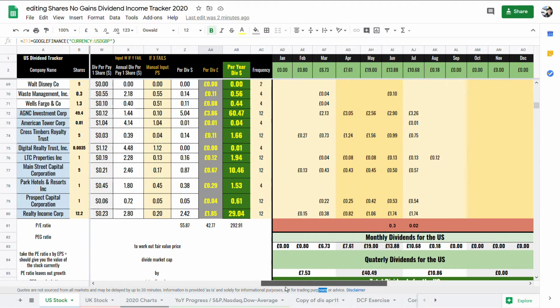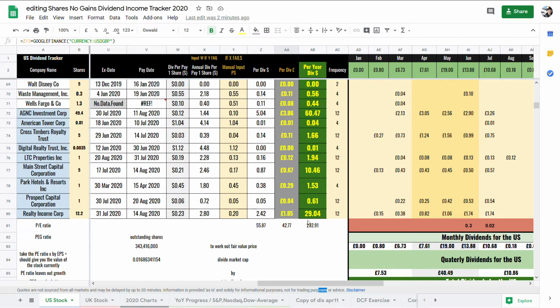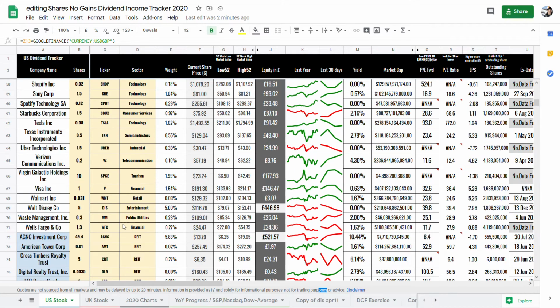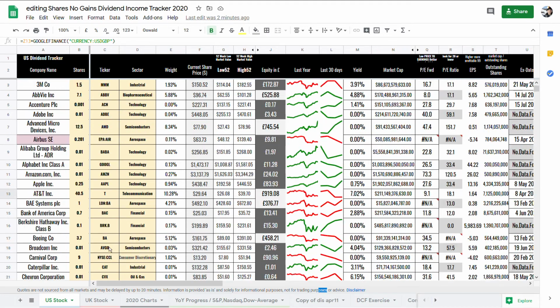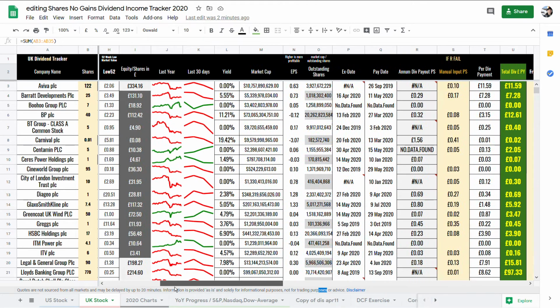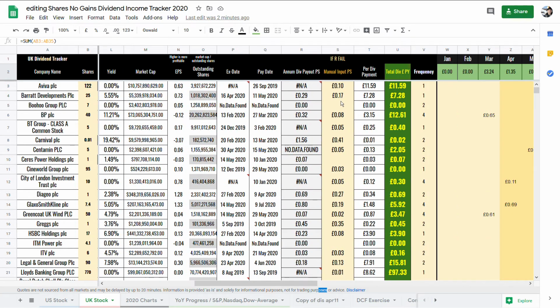And you can see for the individual US stock total is $292. So I have this for all my stocks, and then the same thing for UK stocks. Slightly different because for US stocks there's a 15% tax, which I've accounted for in my total. So I just remove that from my UK stocks.